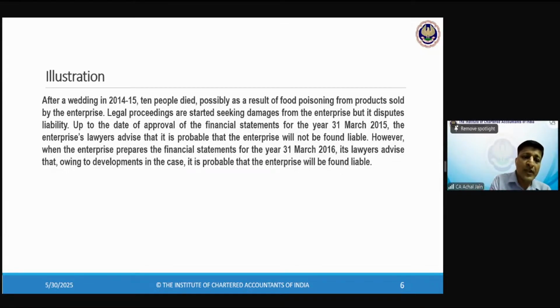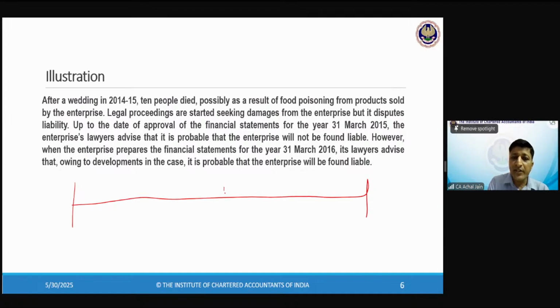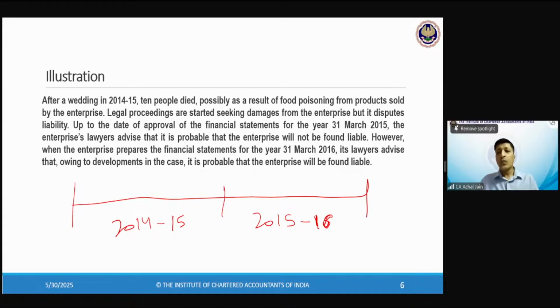So there are two cases, there are two financial years, 1415 and 1516. Tell me, what should be the accounting in both the financial years? Over to you, quickly. Who will explain this? Somebody needs to raise hand and also explain.